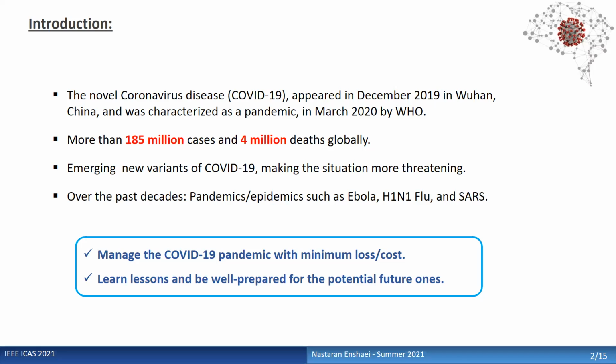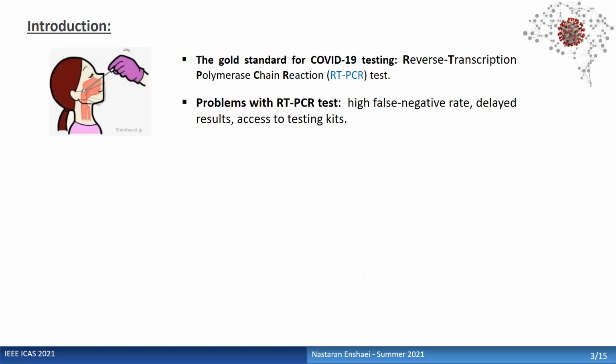We know that this is not the first global pandemic and may not be the last one. Over the past decades, we had other pandemics and epidemics such as Ebola, H1N1, and SARS. So we need to manage this pandemic with minimum loss and cost, learn lessons, and be well prepared for potential future ones. The gold standard test for diagnosis of COVID-19 is the RT-PCR test, which suffers from high false negative rate, delayed results, and not having access to enough testing kits in many areas.